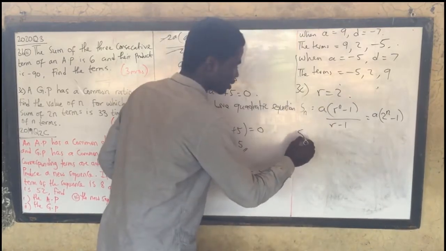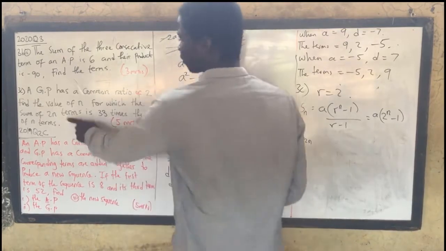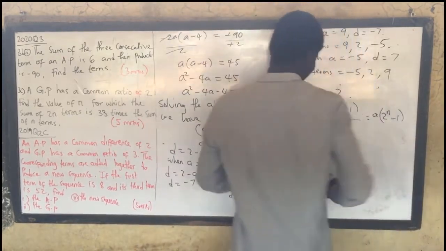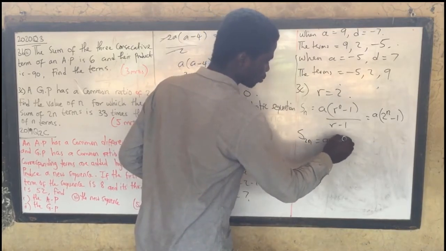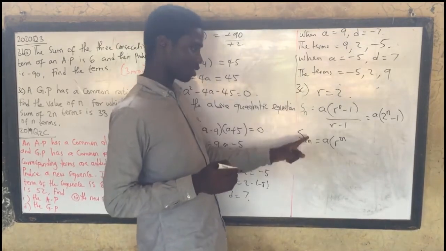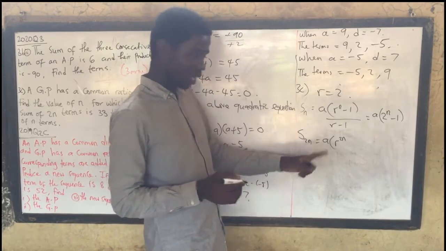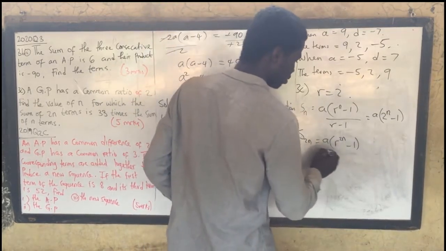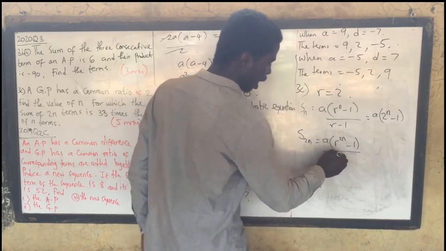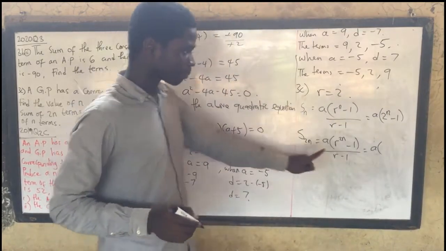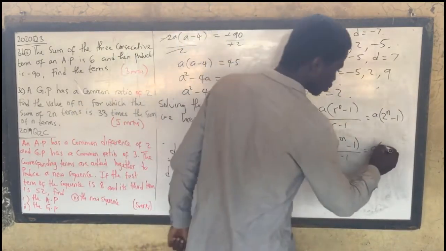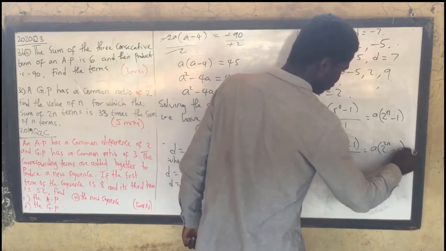So they now say S2n, like the sum of the first 2n terms. S2n will also be equal to A r raised to power 2n minus 1 all over r minus 1. Do you see that? Because anywhere you see n, put 2n. So this is A open bracket 2 raised to power 2n minus 1.